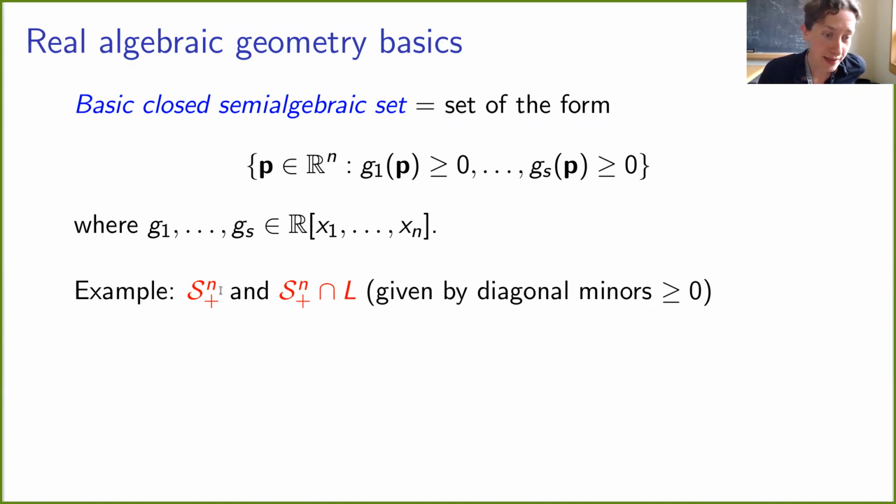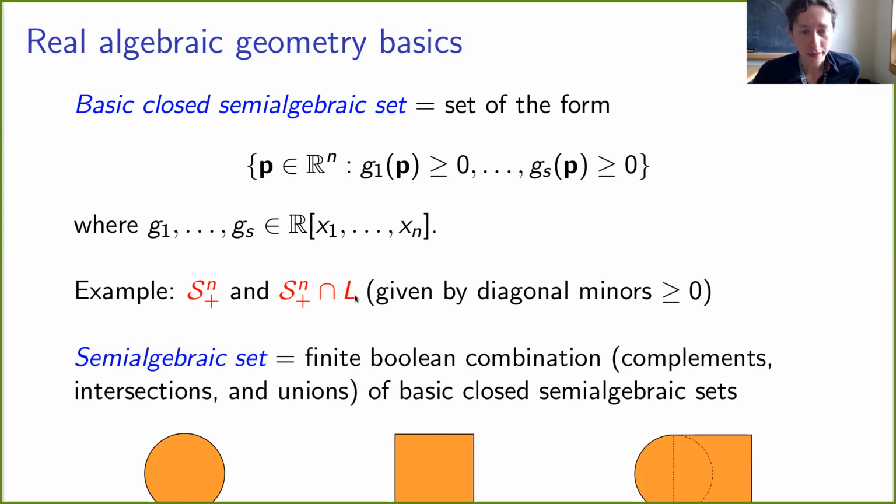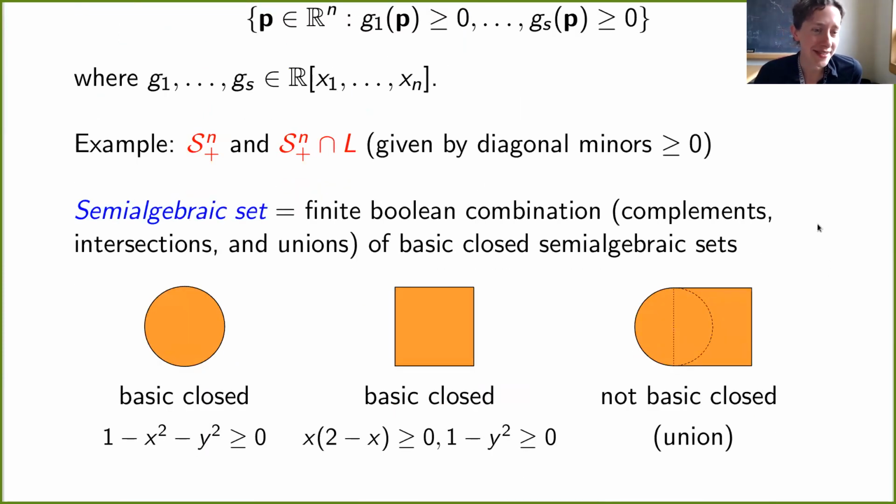Both the PSD cone and any spectrahedron, I claim, are examples of this, because they're given by the non-negativity of the principal minors of this matrix, which are perfectly good polynomials in the entries of the matrix. And a semi-algebraic set, more generally, is something you can get by taking finite Boolean combinations of basic closed semi-algebraic sets. So you're allowed to take complements, intersections, unions. A unit disk is basic closed, a square is basic closed, but if I take their union, it might not be basic closed. You have a hard time writing this set in this form.